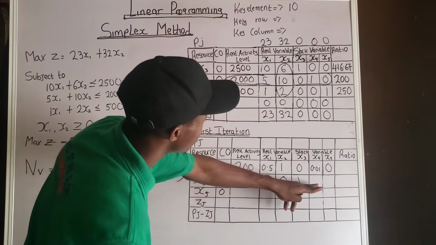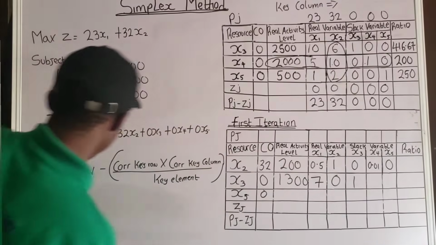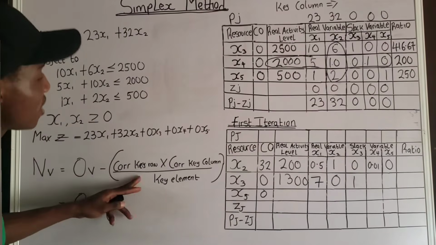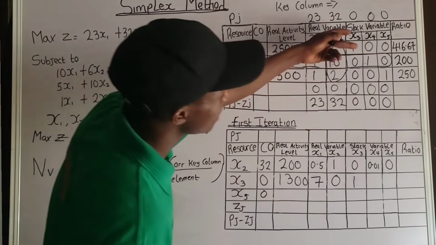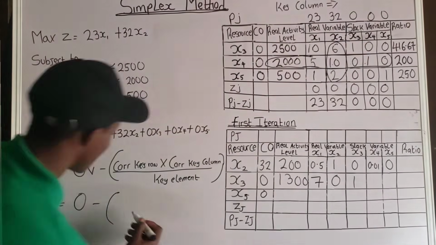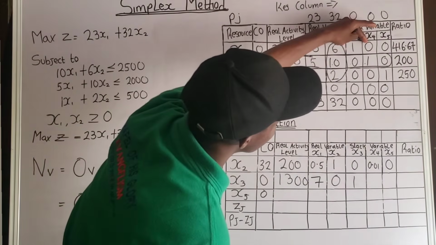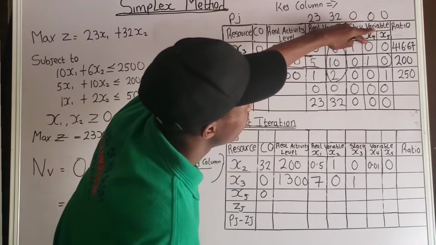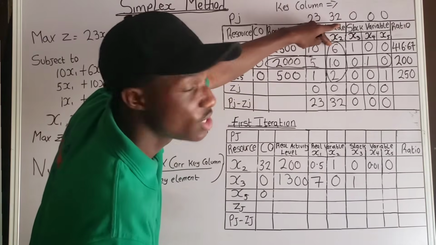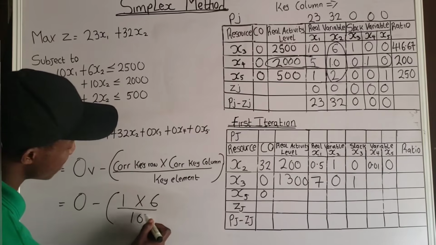Okay, let us proceed. To get the new value of these cells, the old value is what? 0. So using the same formula, we are going to have 0, which is the old value, minus the corresponding key row element. You are going to trace it downward from 0. The key row element that corresponds to 0 is what? 1. So I'm going to have 1 multiplied by the corresponding key column element. We are going to trace it down from 0 to the key column element, and the corresponding key column element that corresponds to 0 is what? 6. So that will be 1 multiplied by 6 all over 10.